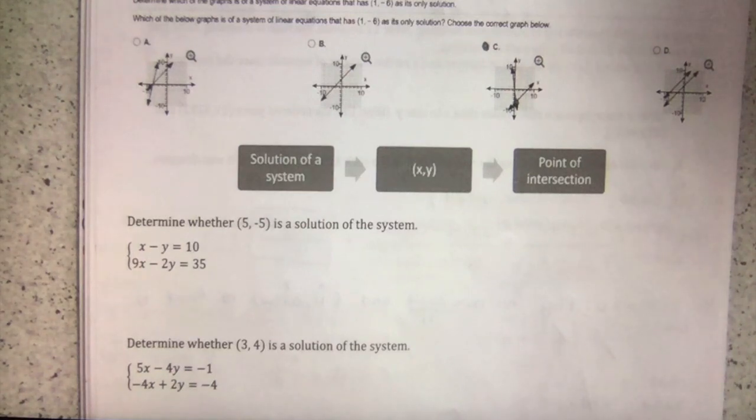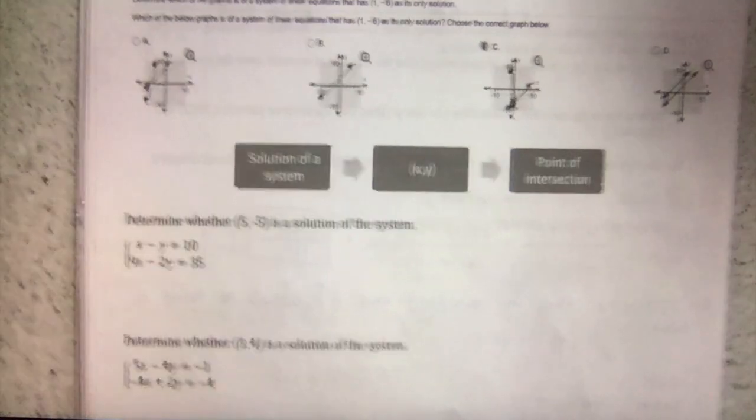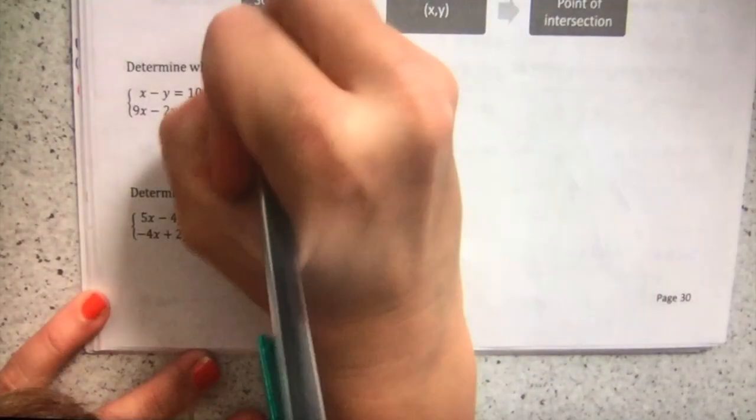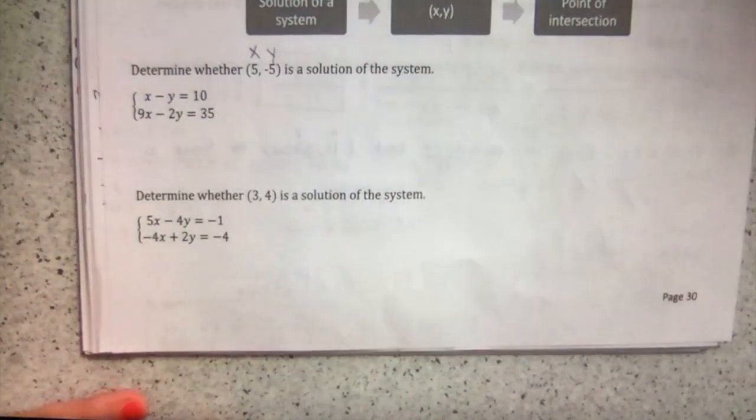So I'm going to plug (5, -5) into the first equation, see if it works, then plug it into the second equation, see if it works. If it works for both of them, then yes, it's a solution. If it does not work for either one, then our answer is no. So (5, -5) is our ordered pair: x is 5, y is -5.